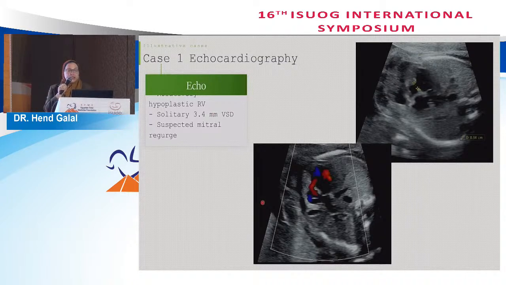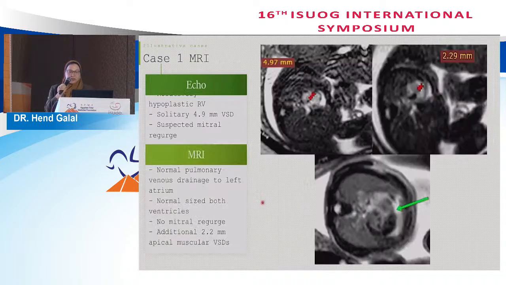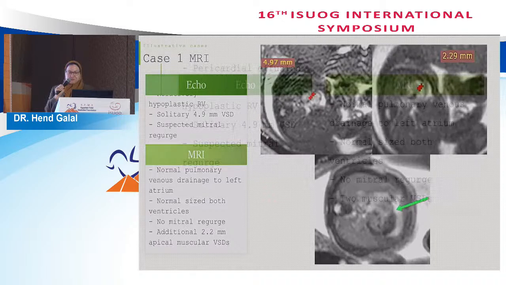Fetal echo prenatal diagnosis gave pericardial effusion, relatively hypoplastic right ventricle, solitary 3.4 millimeter VSD, and suspected mitral regurgitation. As regards MRI, it showed mild pericardial effusion, normal pulmonary venous drainage to the left atrium, and normal size of both ventricles. MRI detected 2 additional muscular VSDs, one in the mid and one in the apex.